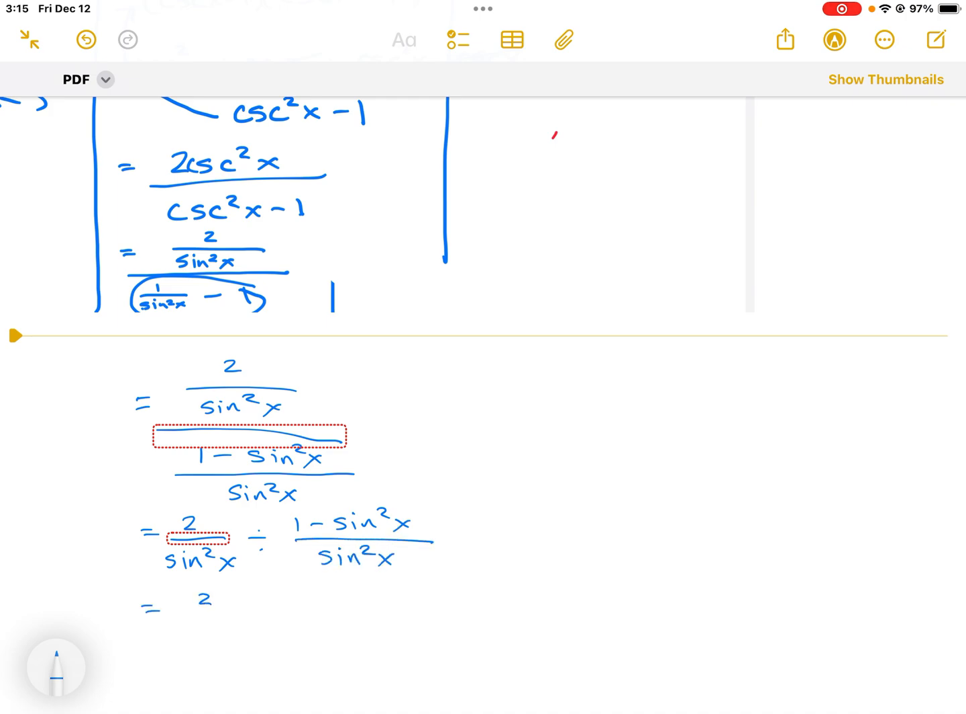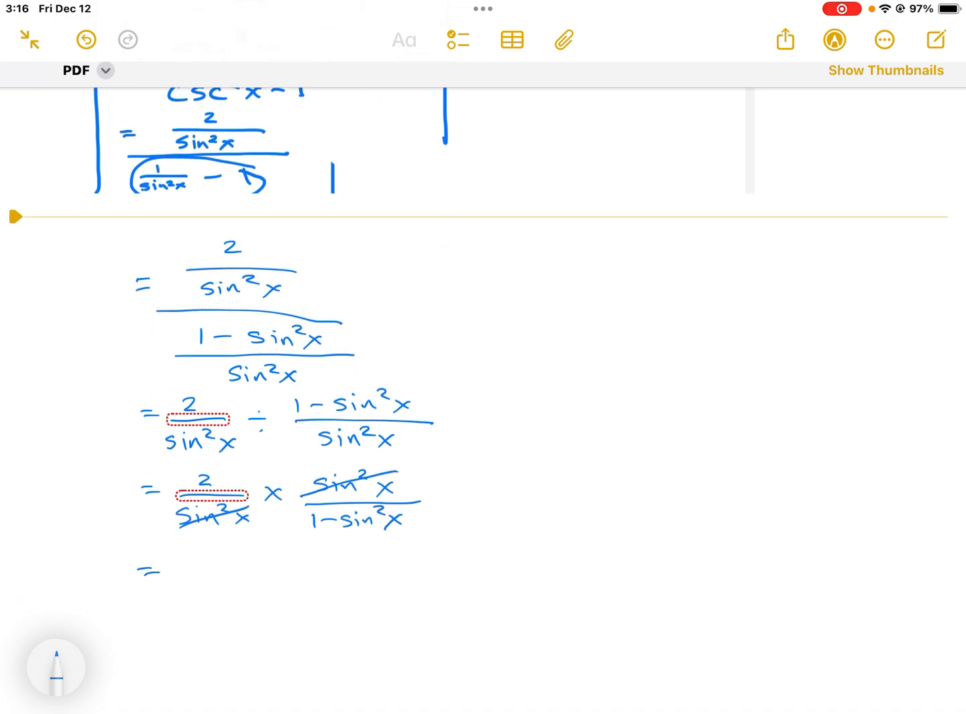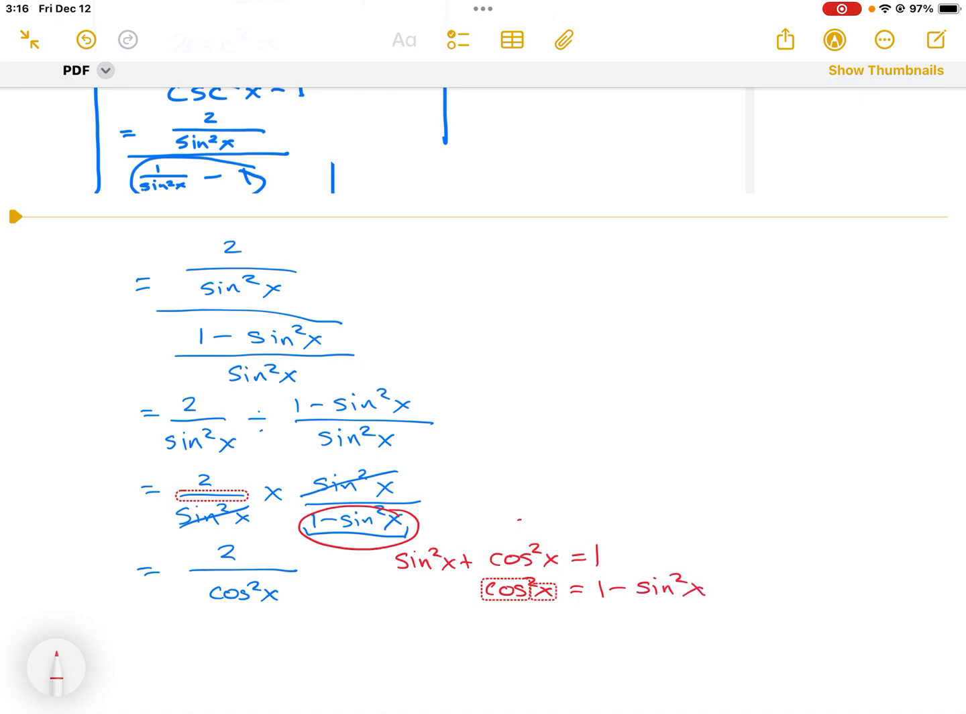I know that when I'm dividing, I really need to invert and multiply. So I've got sine squared x on the top over 1 minus sine squared x on the bottom. My sine squared x's cancel out. And I've got 2 over, this is actually cos squared x, because in my Pythagorean identity, I know that sine squared x plus cos squared x is equal to 1. So that means cos squared x is 1 minus sine squared x, so I can replace that.